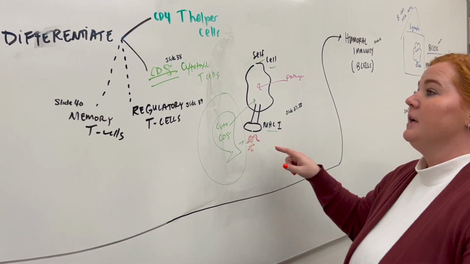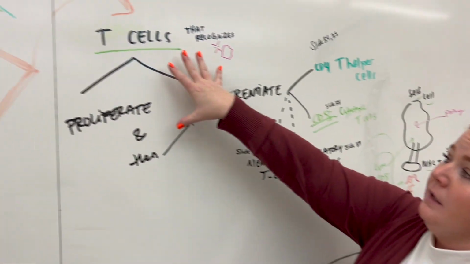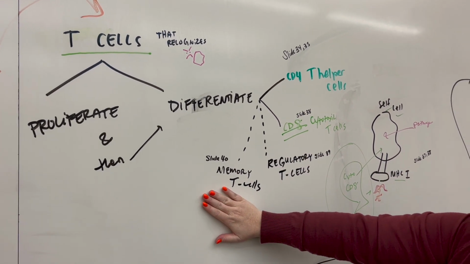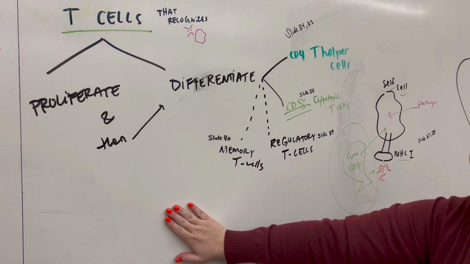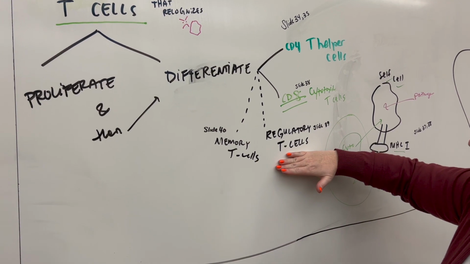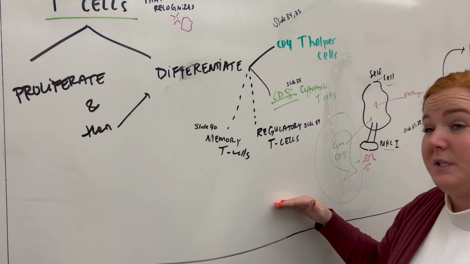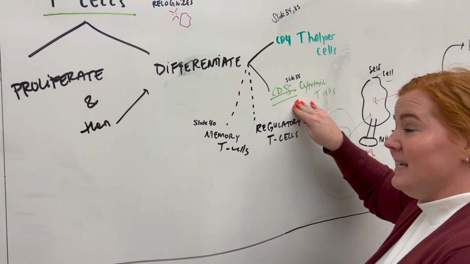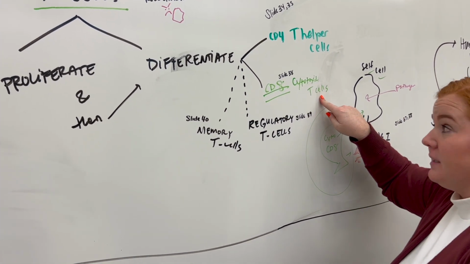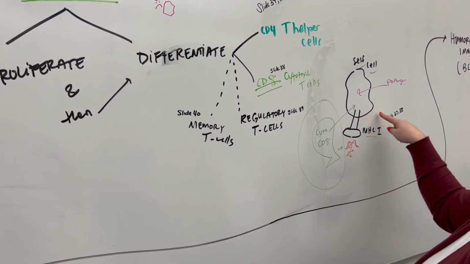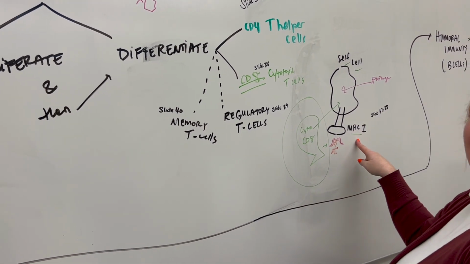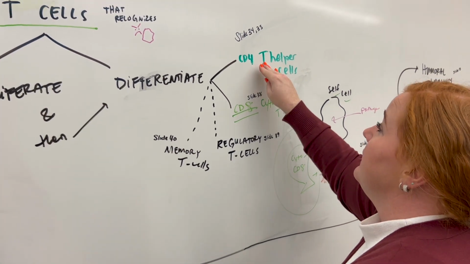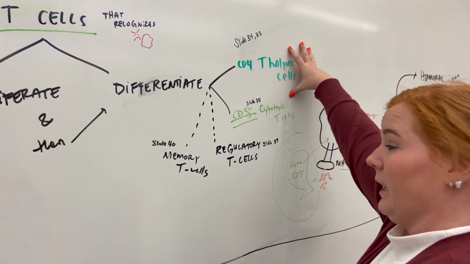So T cells, they differentiate. We have some memory cells that help us remember certain pathogens. We have regulatory T cells that help keep our immune system from overperforming. We have the CD8 T cells, which we're calling cytotoxic T cells, that are gonna recognize bad signals on the MHC1 and destroy it. And then we've got these CD4 T helper cells, and we're gonna pause here for a moment.